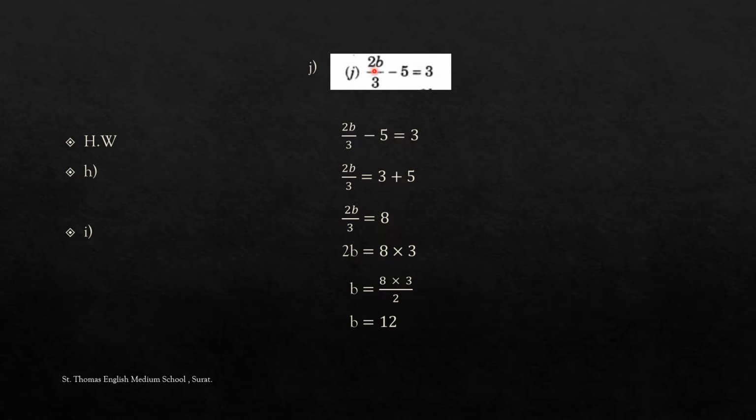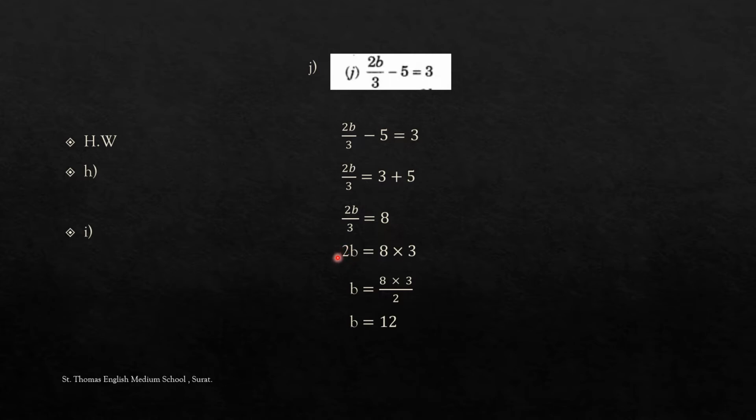Question number J, 2b by 3 minus 5 is equal to 3. Write the question once again. Now 2b by 3 is equal to minus 5. If it goes here, it becomes plus 5. So 3 plus 5. What is 3 plus 5? 8. So 2b by 3 is equal to 8. And this is division. If it goes here, it becomes multiplication. So 2b is equal to 8 multiplied by 3.